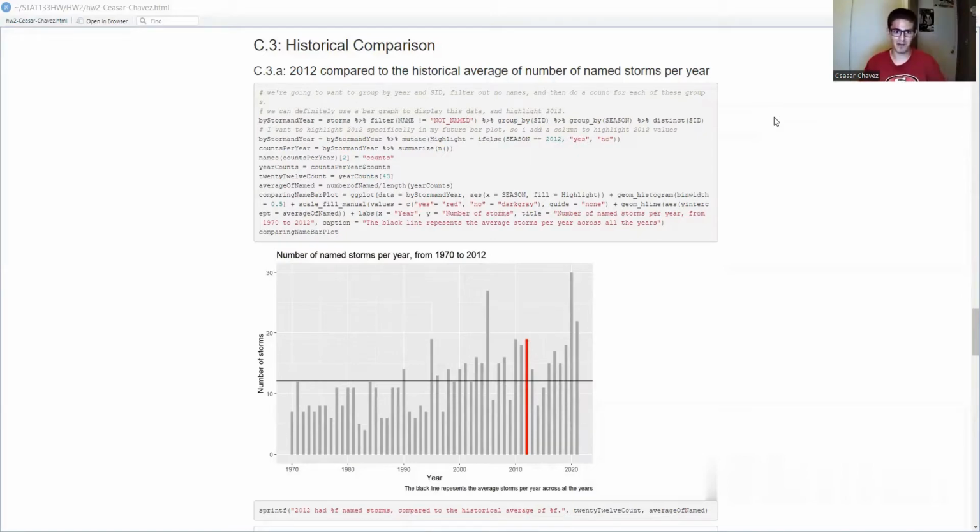So why don't I go ahead and begin? The first section I want to go over is the historical comparisons. And the first question, C.3.A, asks to compare 2012 to the historical average of number of named storms per year.